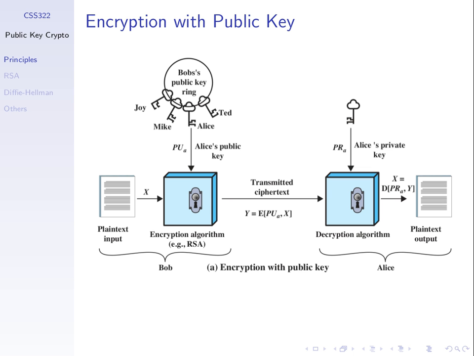This works if our algorithms are strong, our keys are used correctly, and that we, as we saw, the requirement is that given the public key, someone cannot derive the private key. That must be true. So this is using public key cryptography for confidentiality. Encrypt with the public key, decrypt with the corresponding private key.